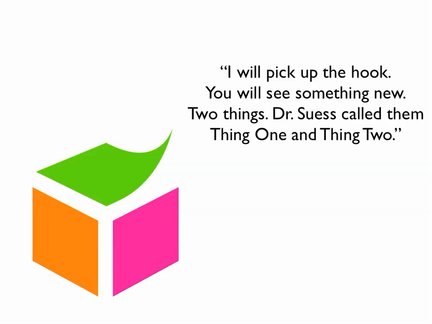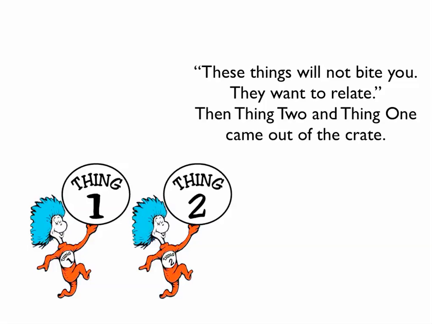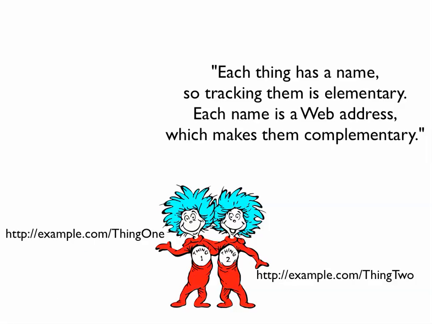Two things. Dr. Suess called them Thing One and Thing Two. These things will not bite you. They want to relate. Then Thing Two and Thing One came out of the crate. Each thing has a name, so tracking them is elementary. Each name is a web address, which makes them complementary.